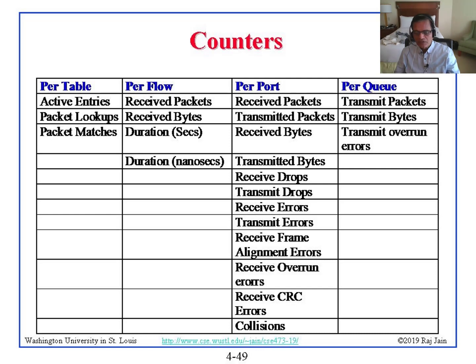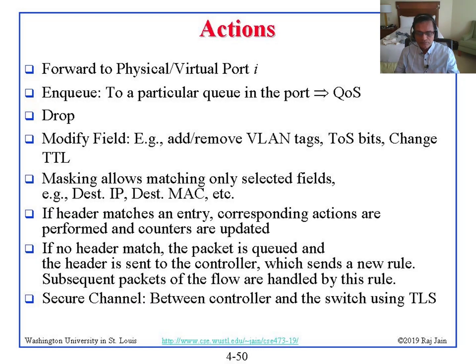And the channel between the controller and the switch is secure, so nobody can basically interfere in the middle. So for example, this is the controller and this is the switch. This has to be very secure, because if somebody else puts some table here, they could just mess up the whole network. So this has to be secure.